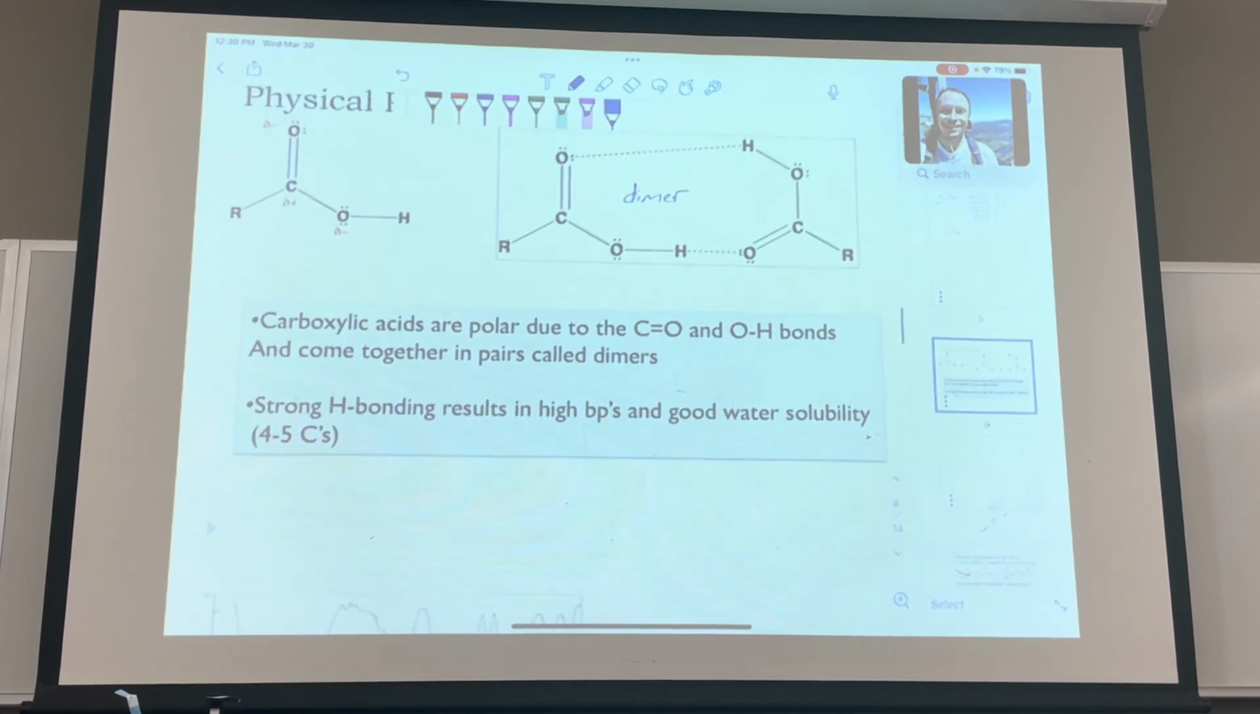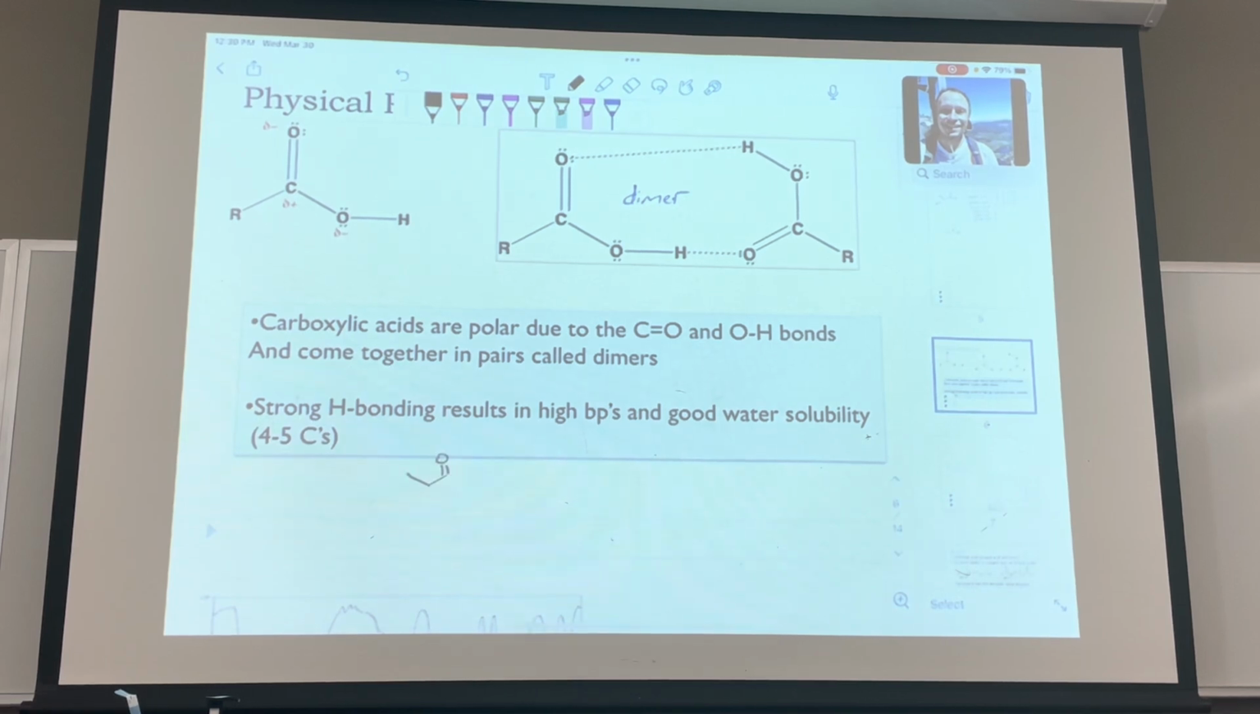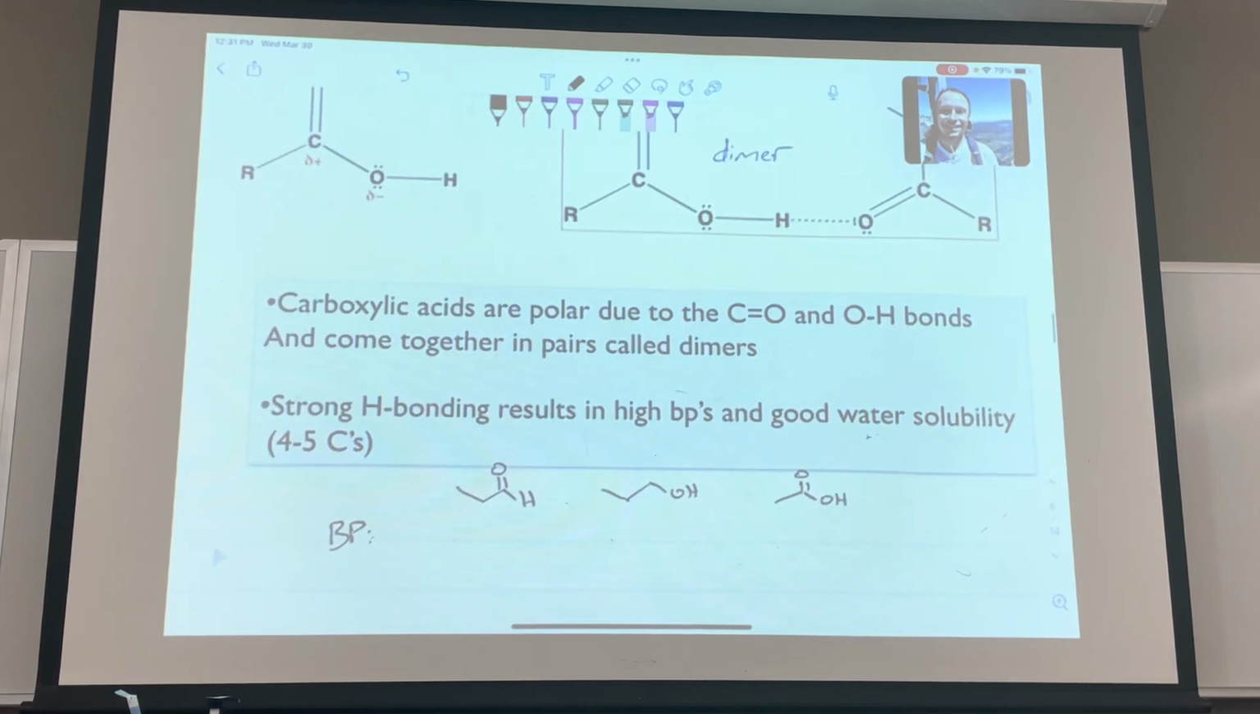So just to give you an idea, let's look at a 3-carbon aldehyde, a 3-carbon alcohol, and I'm just going to give you a 2-carbon carboxylic acid because that'll keep the molecular weights about the same. If you compare the boiling points of these, remember, an aldehyde only has dipole-dipole and London forces. It cannot hydrogen bond. And as a result, not surprisingly, it would have the lowest of the boiling points. So it's around 49.